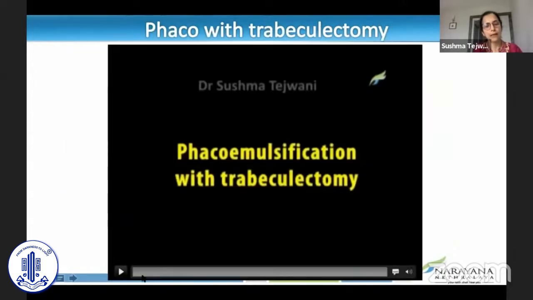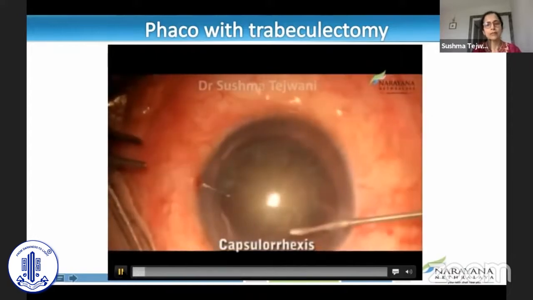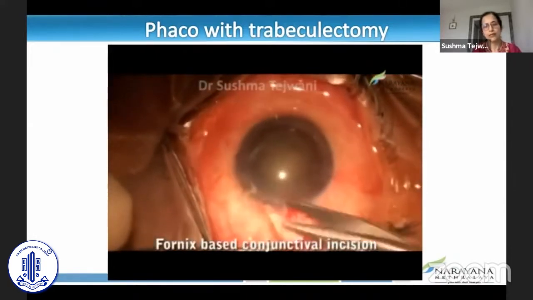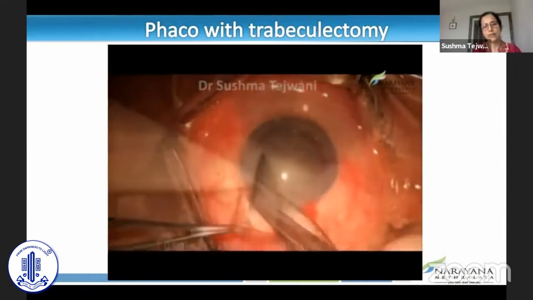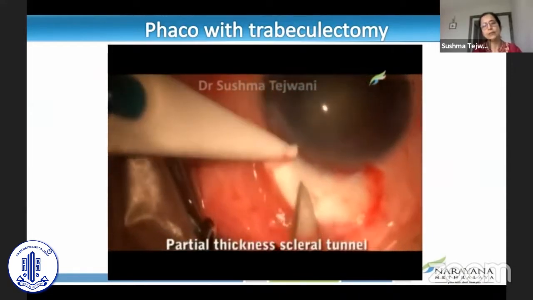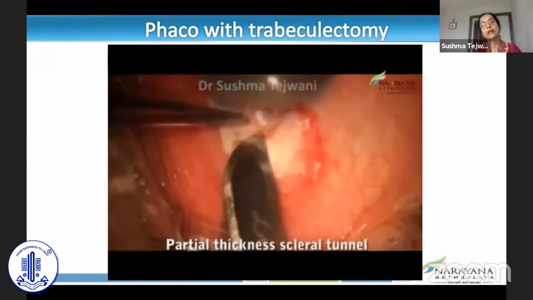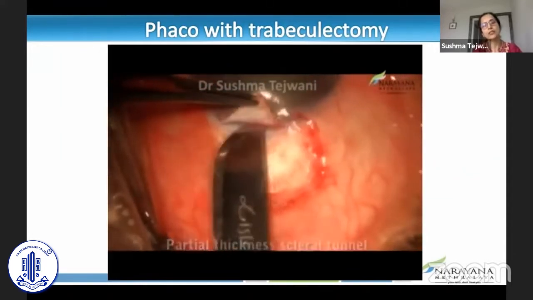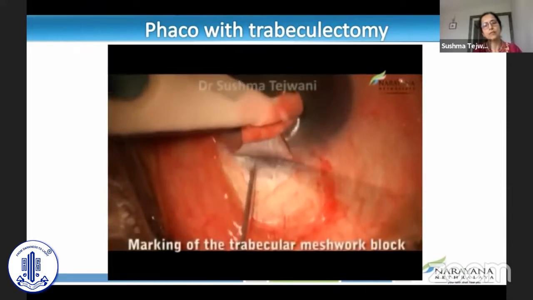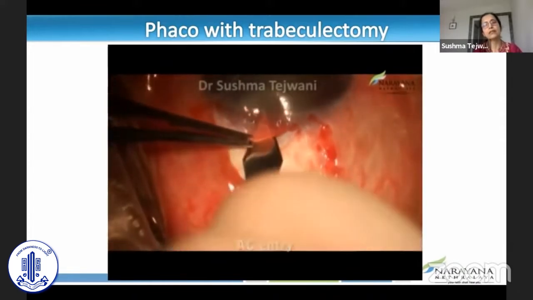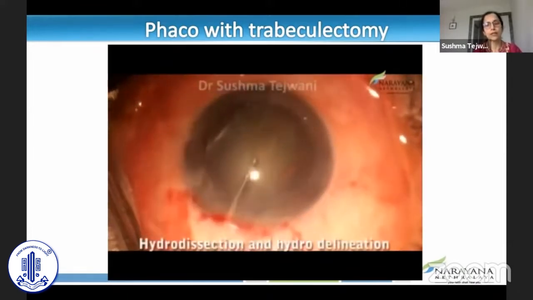Now, when you have to combine the cataract surgery with trabeculectomy, you can do it both ways, single site or two sites. So this is a single site where I did the capsular access already. And now this is a fornix-based conjunctival flap. And then you make a partial thickness scleral flap. Now, after making the partial thickness scleral flap, this is just marking of the trabecular meshwork. And after that, you can enter the anterior chamber with the keratome and do a regular phaco.